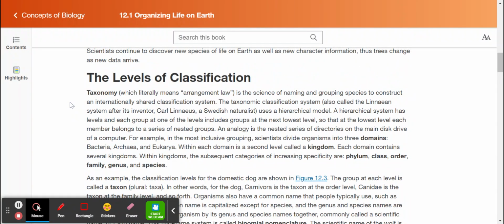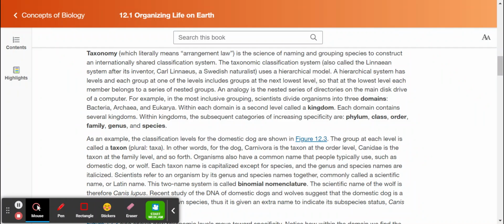The levels of classification. Taxonomy, which literally means arrangement law, is the science of naming and grouping species to construct an internationally shared classification system. The taxonomic classification system, also called the Linnaean system after its inventor Carl Linnaeus, a Swedish naturalist, uses a hierarchical model. A hierarchical system has levels, and each group at one of the levels includes groups at the next lowest level, so that at the lowest level, each member belongs to a series of nested groups.